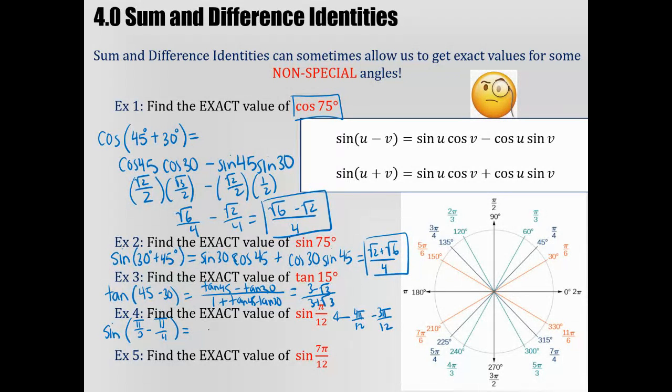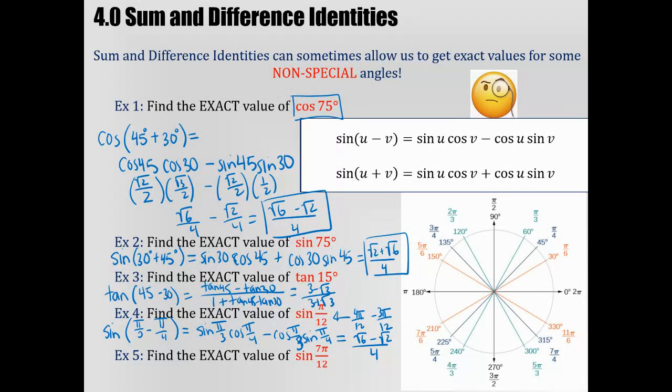So then I can do sine of pi over 3, cosine of pi over 4, minus cosine of pi over 3, sine of pi over 4. Oh, I messed that up, I switched that. And I end up with here, for example 4, root 6 minus root 2 over 4 when I simplify it.